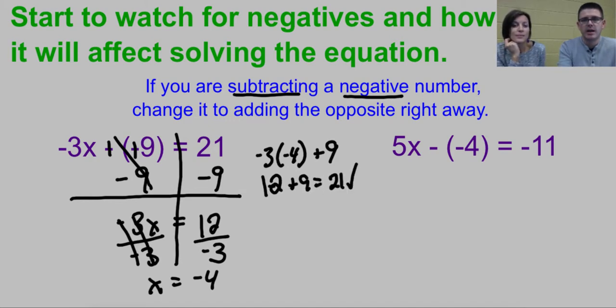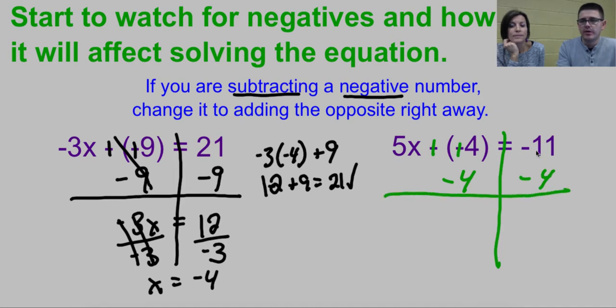All right, next one, 5x minus negative 4. As soon as I see that subtracting a negative, I'm immediately adding the opposite, or adding a positive. And then I just follow my steps for solving a two-step equation. They added 4, so I do the opposite, or the inverse, which is to subtract 4.